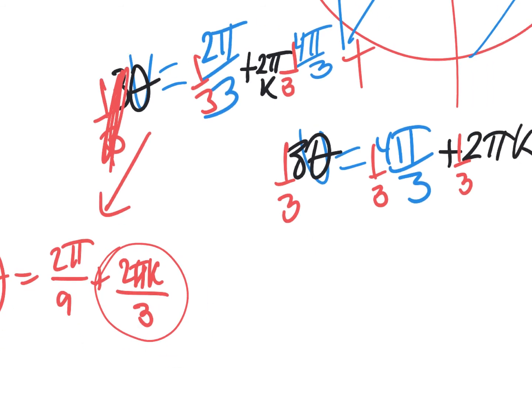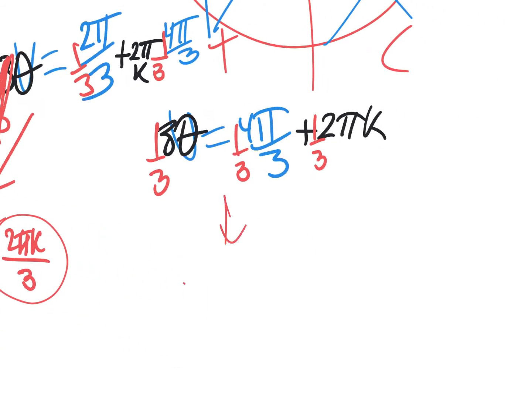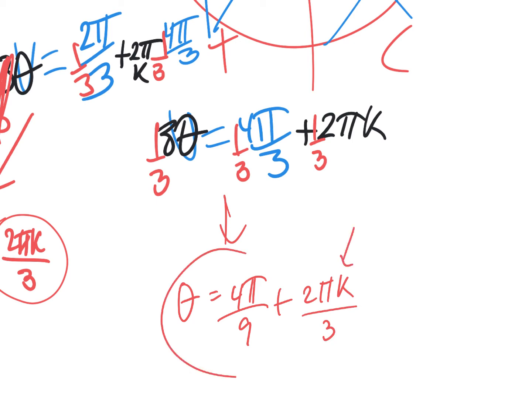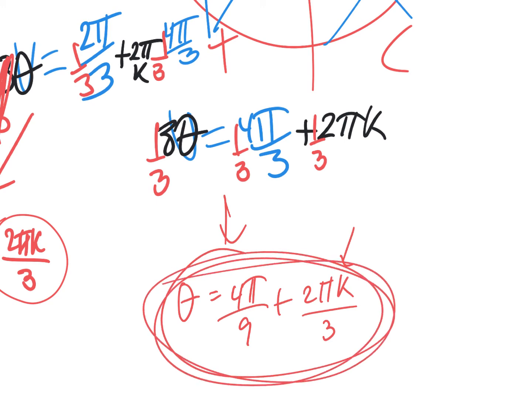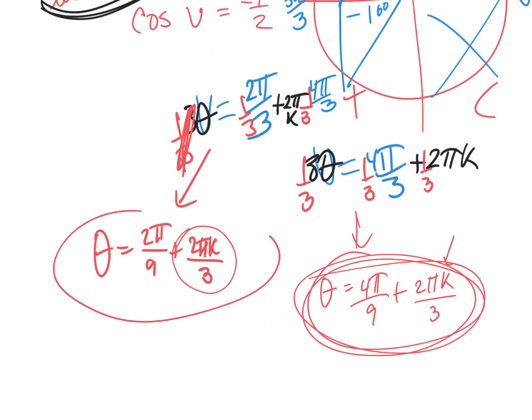All right, this other one solves down to theta equals 4 pi over 9 plus 2 pi k over 3. The new period is not 2 pi anymore. It's 2 pi over 3. So there's my two answers. That one and that one.